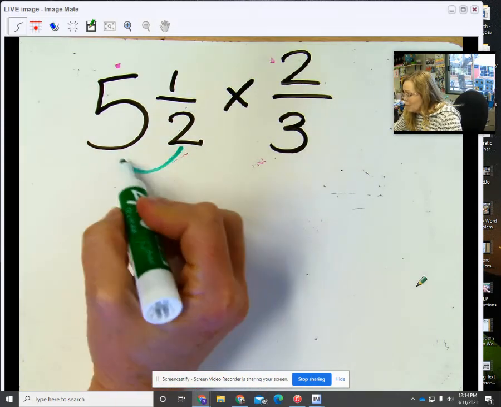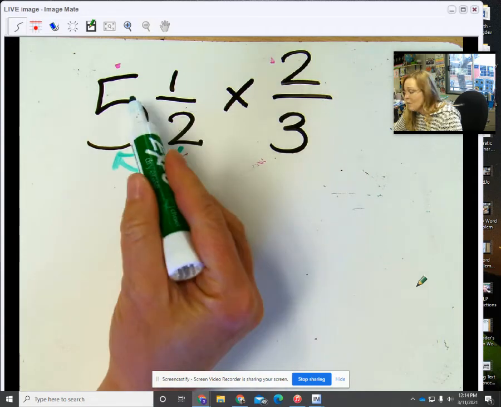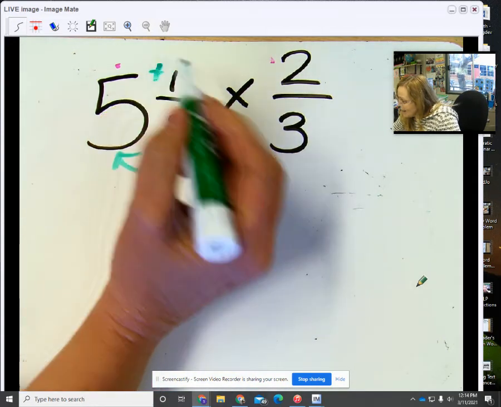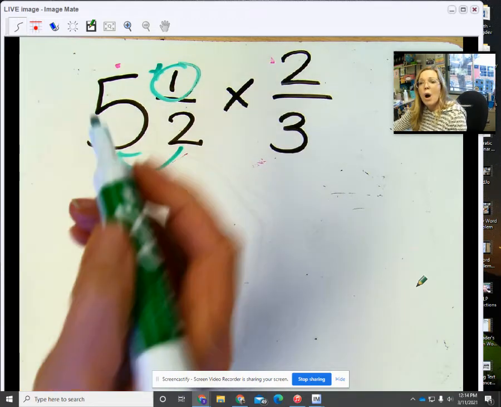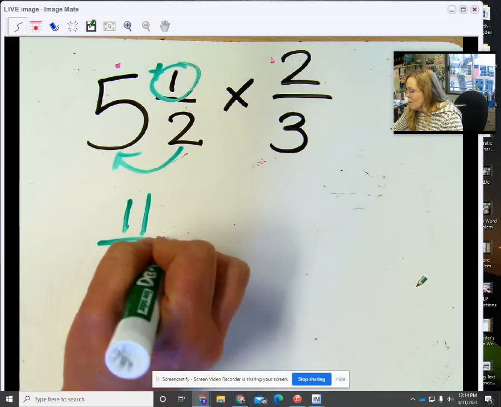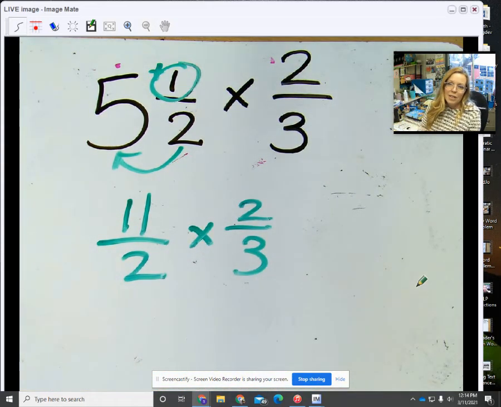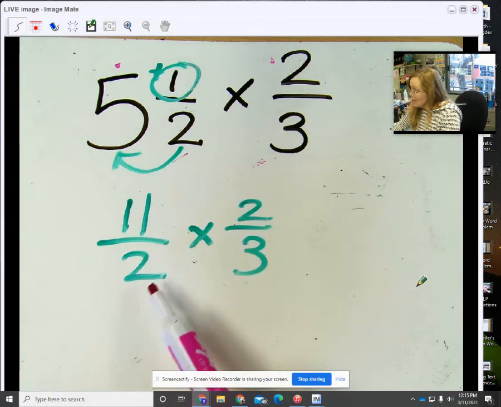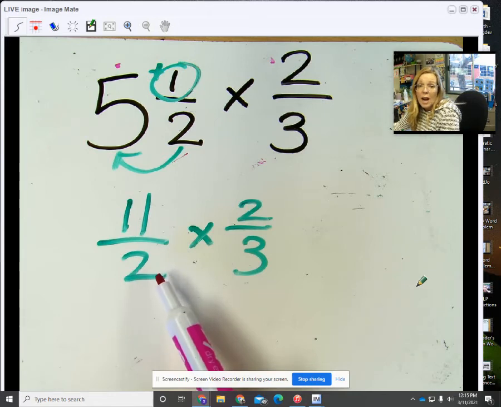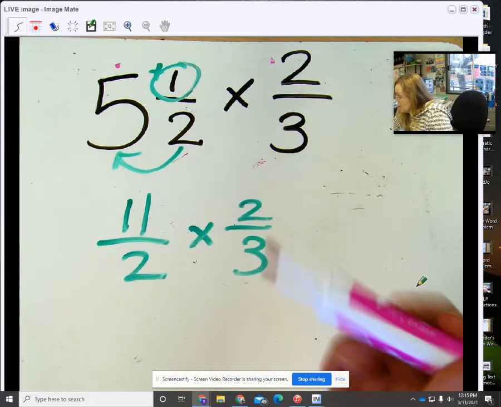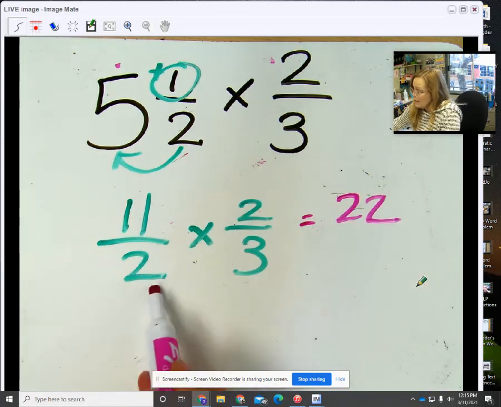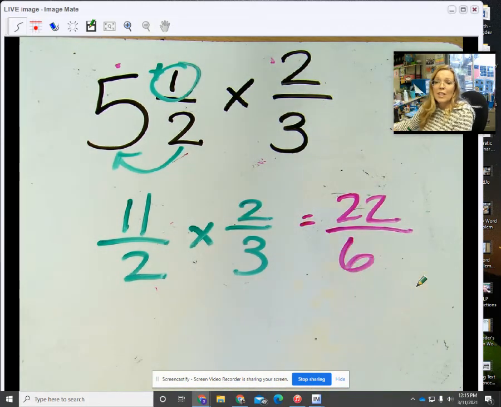We multiply the whole number by the fractional denominator. So 2 times 5 gives us 10. We add in the remaining fractional bit of 1, and that gives us 11 over 2 times 2/3. Wait till you see how much more efficient this is. So now I can go ahead, and it doesn't matter if it's an improper fraction. With multiplication, I just multiply. Numerator times numerator over denominator times denominator. So now I have 22/6. That's improper. We cannot leave it as an improper fraction.